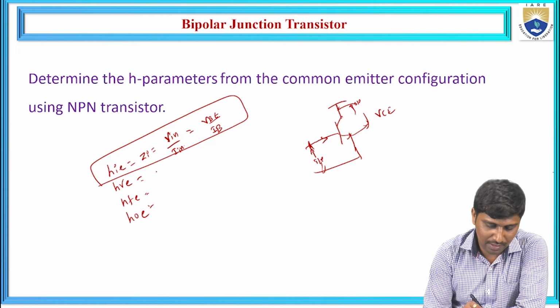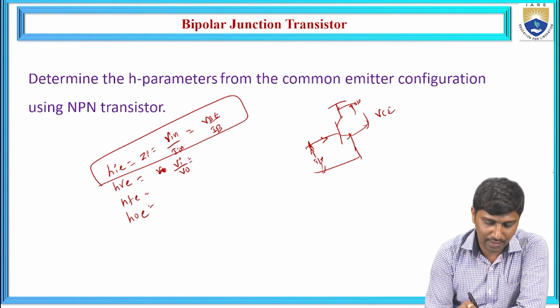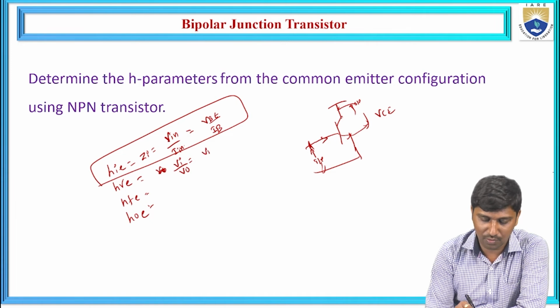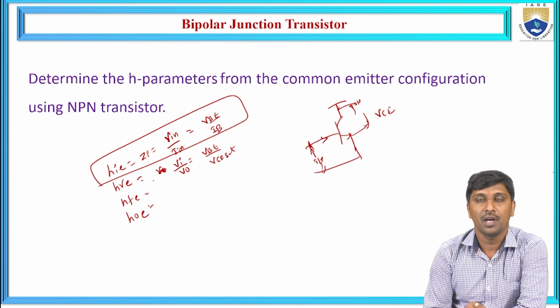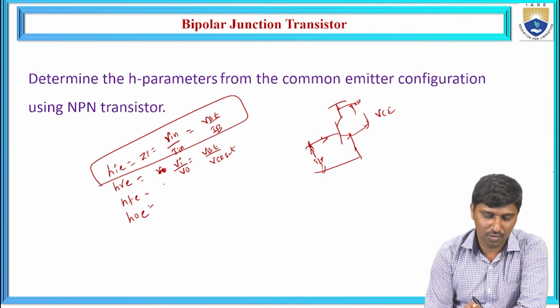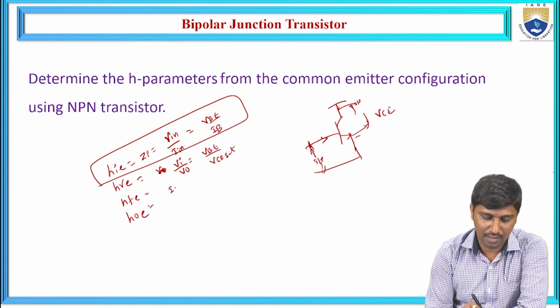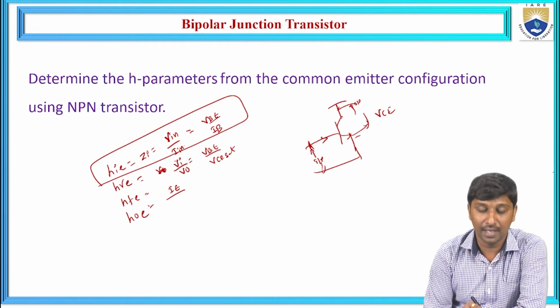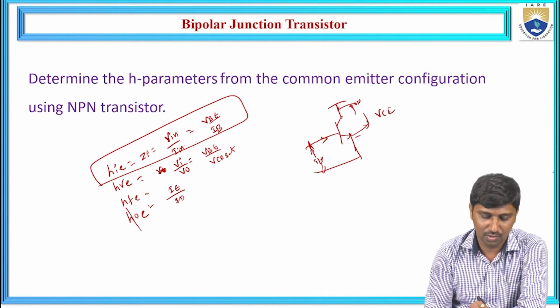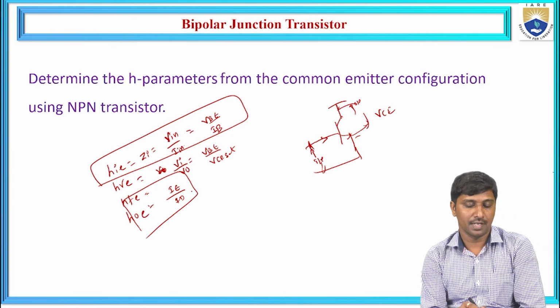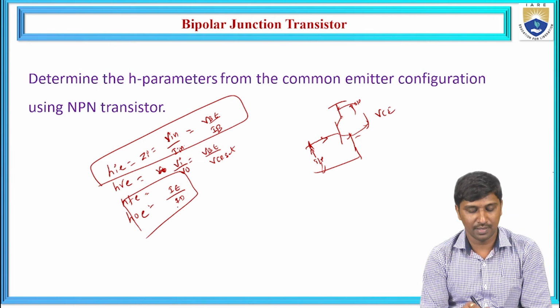Reverse voltage gain is the ratio of input voltage to output voltage, so hre is equal to VBE by VCE sat. Forward current gain is the ratio of output current to input current. What is the output current in the common emitter configuration? The output current is the collector current IC, and the input current is the base current IB. Hence hfe is equal to IC by IB.